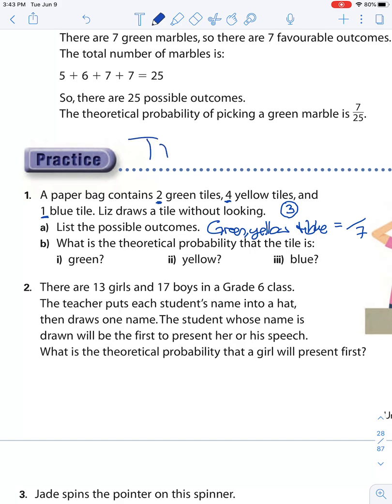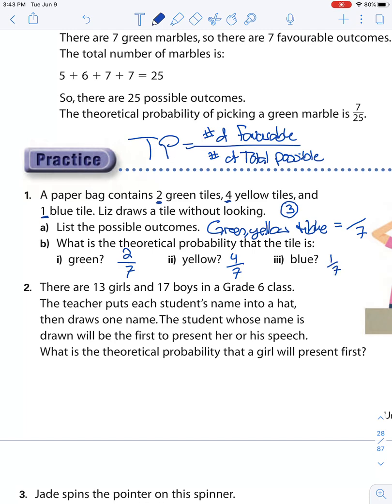So we have, remember, TP, theoretical probability, is number of favorable over number of total possible. Okay, so we have 7 total possible, and the number of favorable for green is 2. Now yellow, we have 4 over 7, and then blue is just 1 over 7. Okay, hopefully that one's pretty easy.